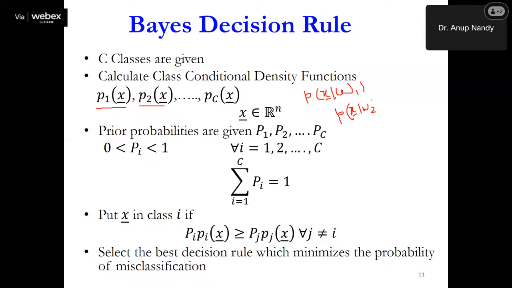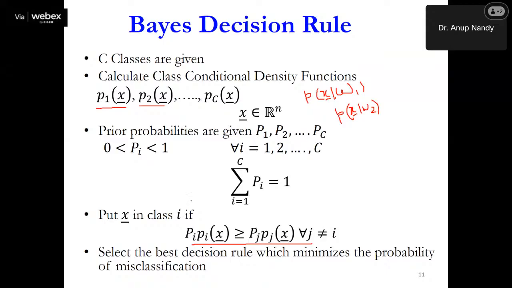So these are the two likelihood functions of x with respect to each class, that I need to calculate: P(x|w1) and P(x|w2). And finally, you can put x in the class i if this condition is satisfied. Okay, now let's see how to implement it.